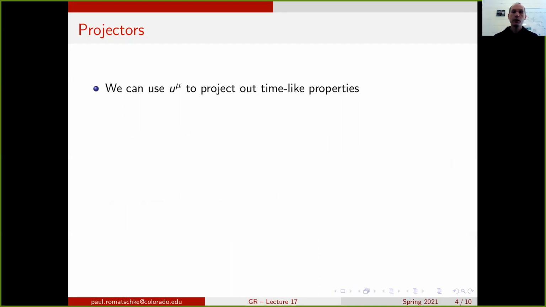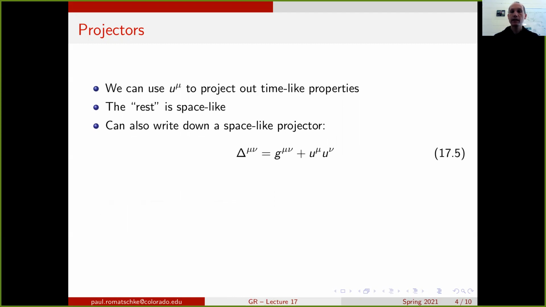What this means is that we can always use U^μ to project out the time-like direction of any tensorial quantity. All the rest will be space-like parts. We can also write down a space-like projector, and we call this one delta. The space-like projector is composed of 2 parts. One is the metric tensor g^{μν}, and the other one is the symmetric combination of U^μ U^ν, which will have the time-like part. And the point of this projector is that the time-like parts here will exactly cancel the time-like entry of the metric tensor, such that only the space-like part will remain.